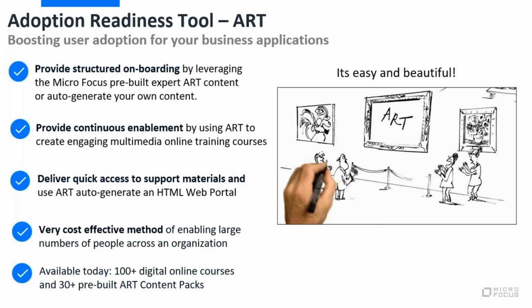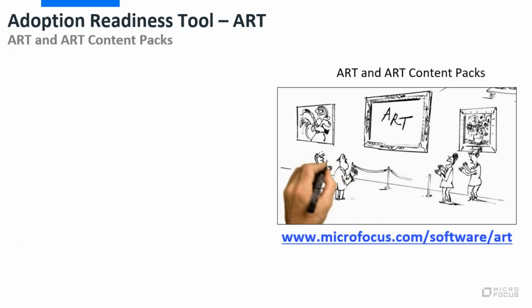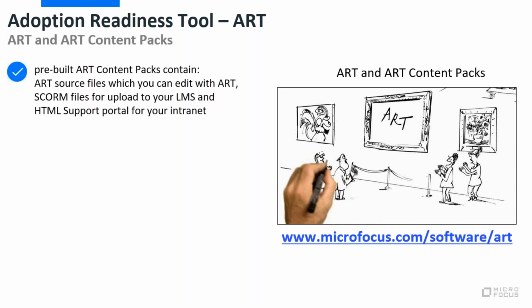Available today, we have over 100 digital online courses and we have more than 30 pre-built Art content packs available. So let's dig a little bit deeper into an Art content pack. What is it? What does it contain? An Art pre-built expert content pack contains the Art source files. So with the Art editor, you can edit it and change it and enhance it. It contains also the SCORM files, the published SCORM files for uploading it into your learning management system. And it contains this published HTML support portal that we can copy over to the intranet or the web server.